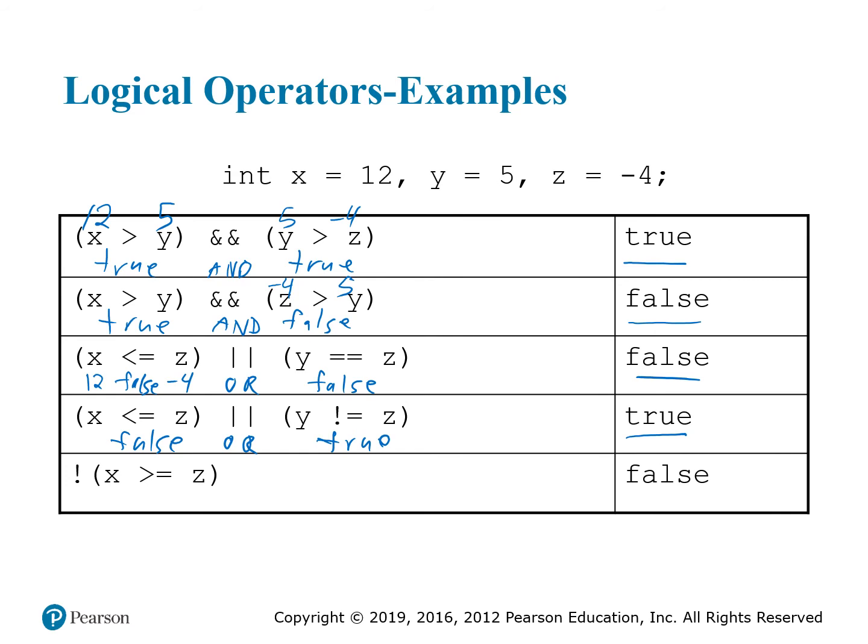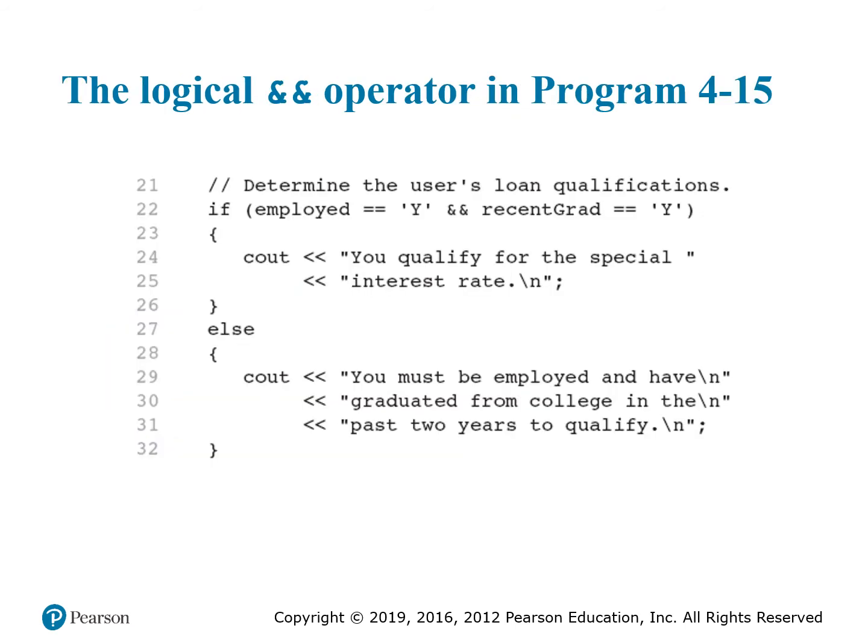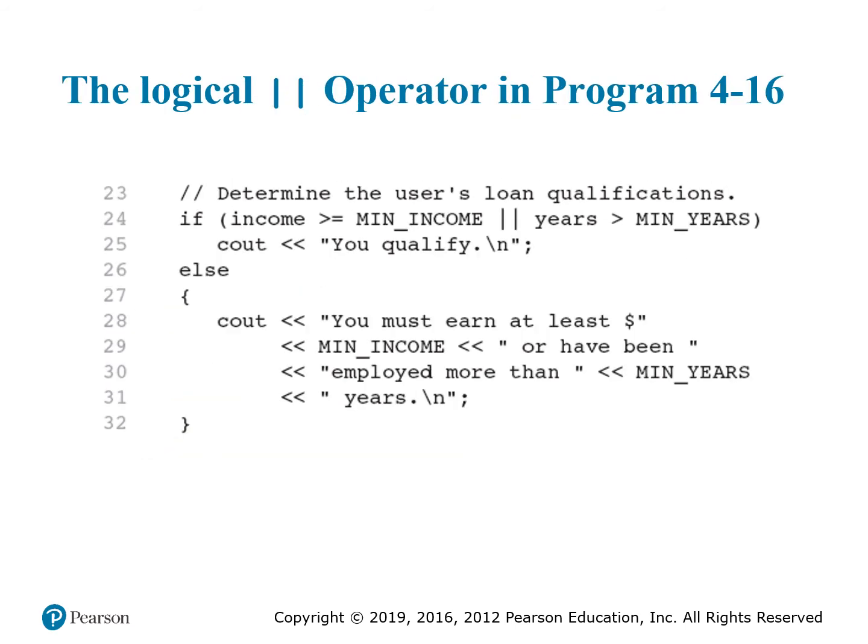Okay, x greater than or equal to z. So we've got 12 greater than or equal to -4. That's going to be true. Not true is false.